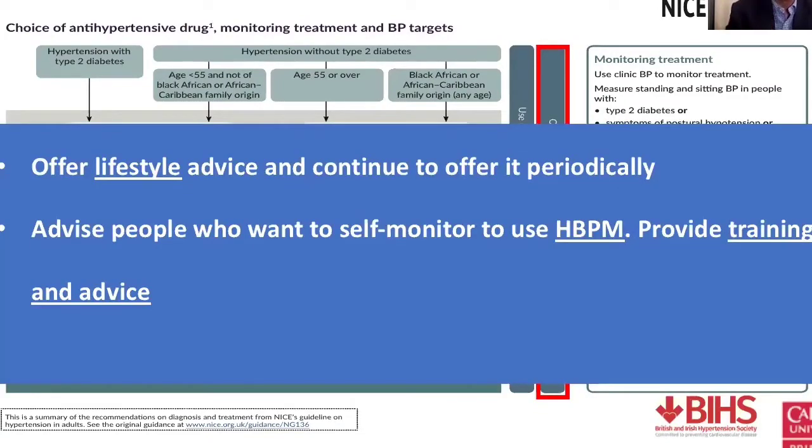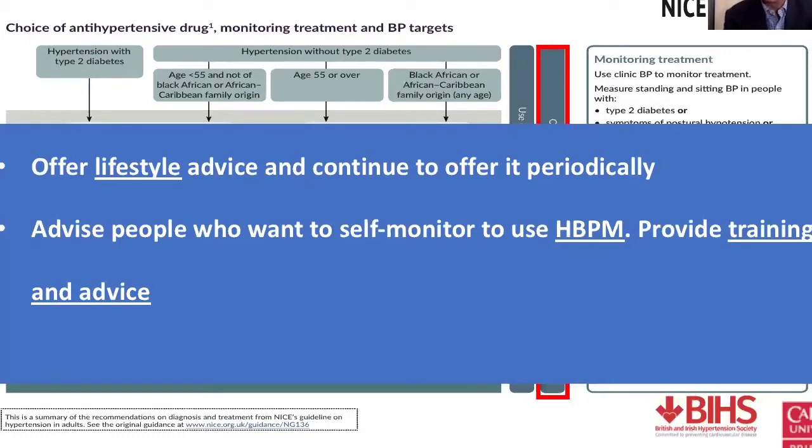This is word for word from the guidelines. Offer lifestyle advice and continue to offer it periodically. So you just don't mention it once and then forget it. Every time you see your patient with a blood pressure above the target, you need to reinforce the lifestyle measures.